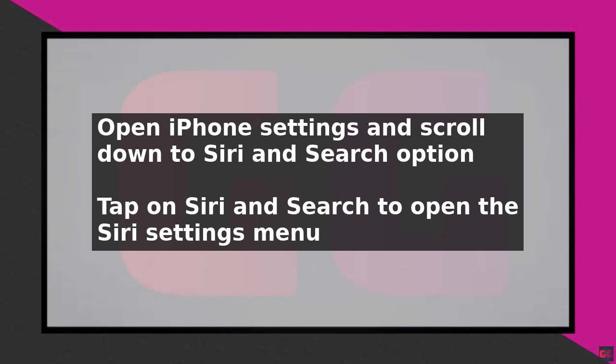To change Siri's language, start by accessing your iPhone's settings. Open the Settings app and scroll down to Siri and search. Tap on Siri and search to open the Siri Settings menu.